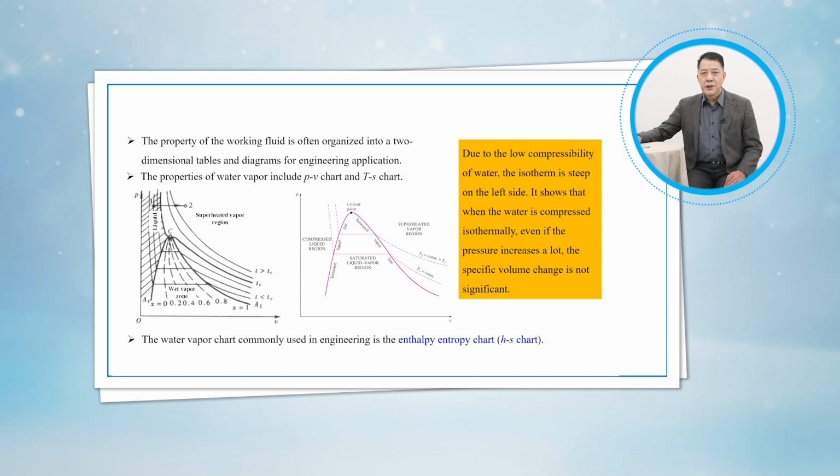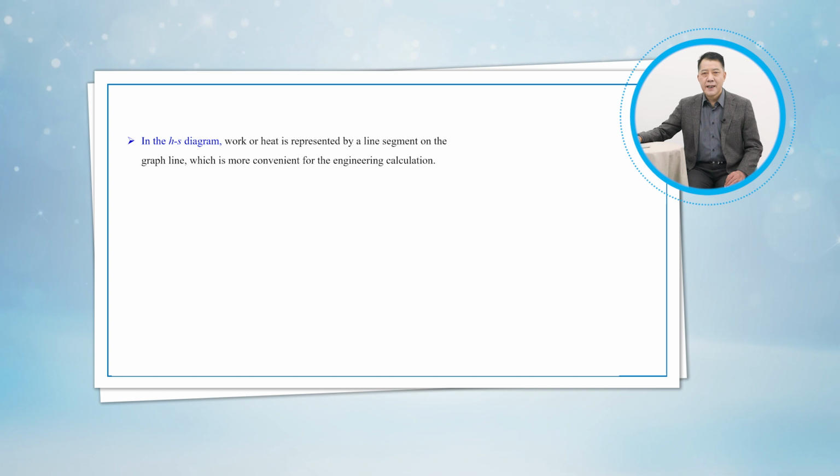The water vapor chart commonly used in engineering is the enthalpy chart. On the HS diagram, work or heat is represented by a line segment on the graph line, which is more convenient for the engineering calculation. The enthalpy chart is commonly used for refrigerants such as ammonia and freon.